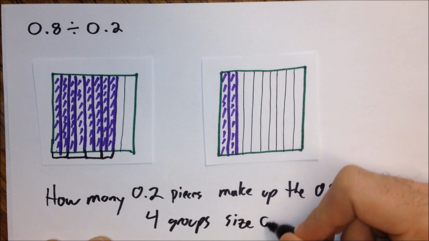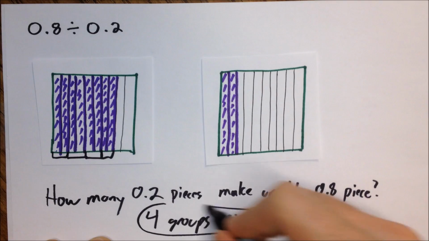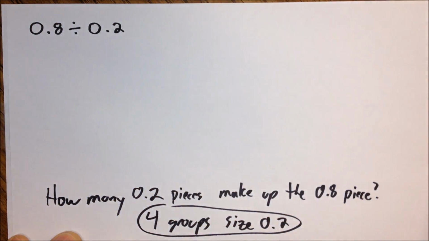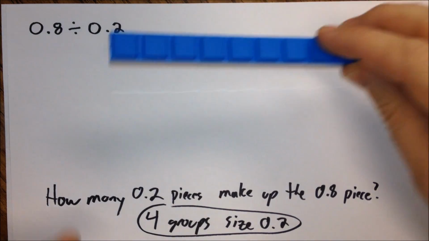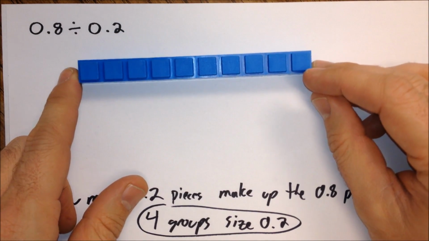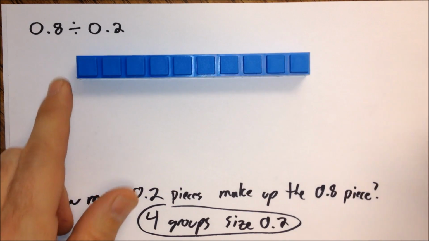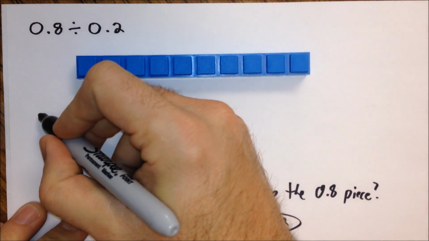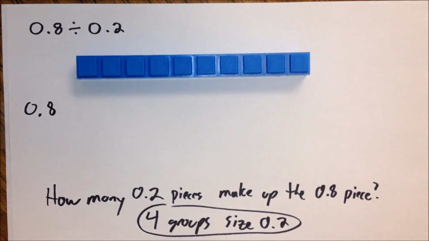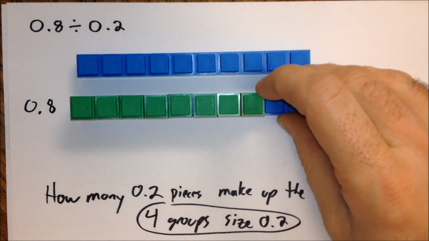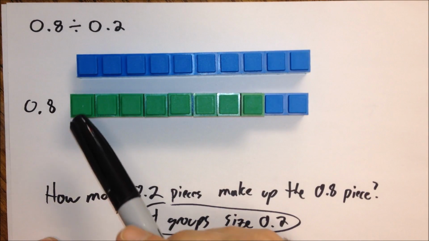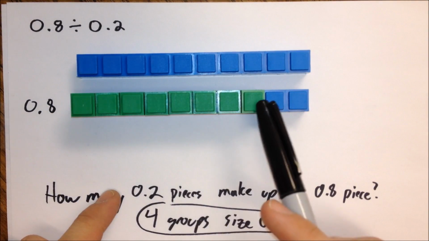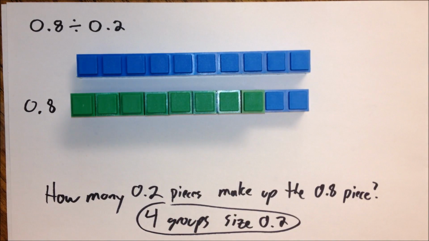Groups of size 0.2. Another way of thinking about this would be to represent this one more time using our actual physical blocks. So I'm going to bring out a stick here, and I'm going to say this stick is actually 1. This stick is equal to just 1 object. And so what does 0.8 look like? Well, 0.8 would be a stick that has 8 green blocks on it. So I've got 1, 2, 3, 4, 5, 6, 7, 8. So these 8 green blocks are making up my 1 stick.